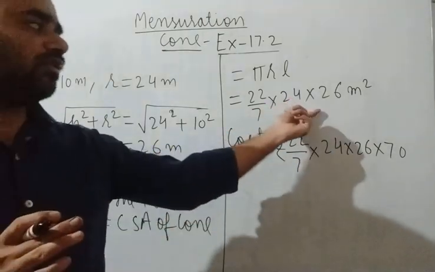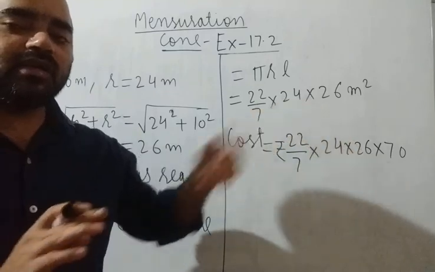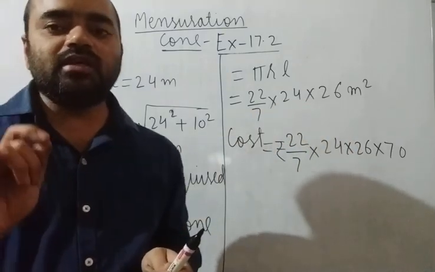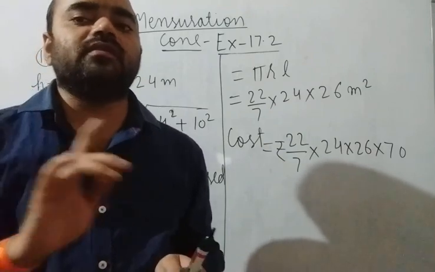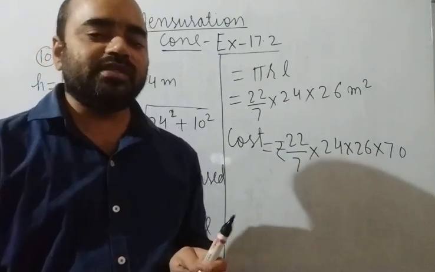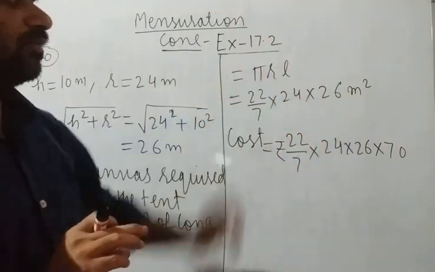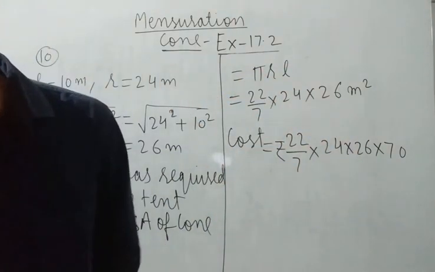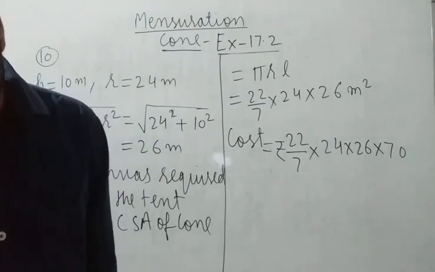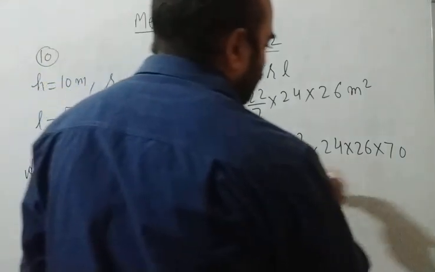This is the area of canvas required. Why pi r l? Since when we are making the tent, canvas is required only in the curved surface area, not in the base. That is why we are calculating pi r l. And the cost for 1 meter square is rupees 70, that is why at last we have multiplied by 70. So this 7 will be cancelled.